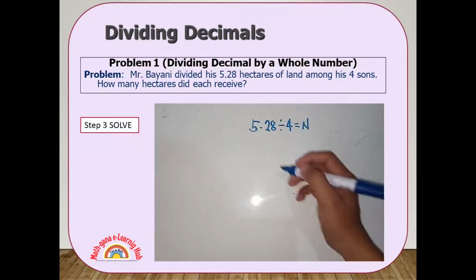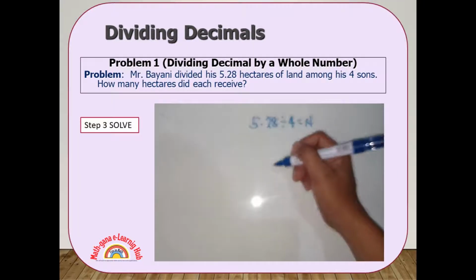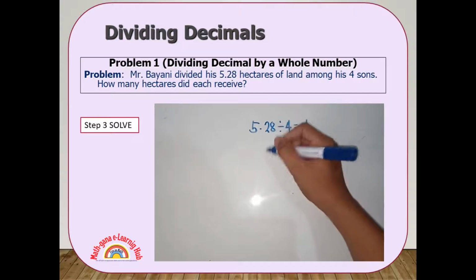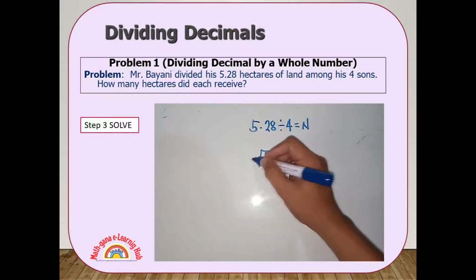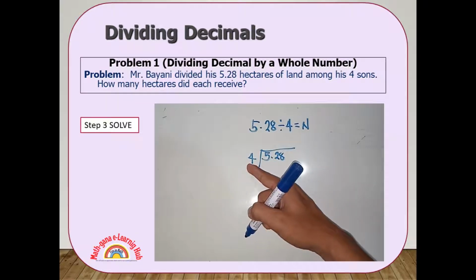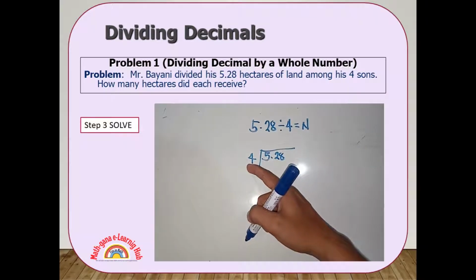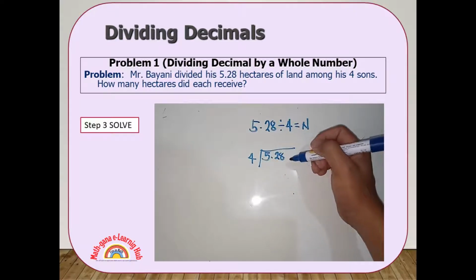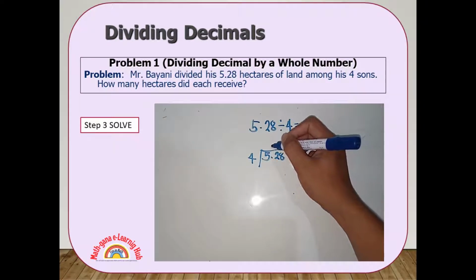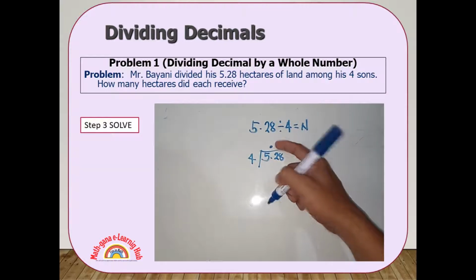In dividing, we will simply use the long division technique. So let's have our dividend, that is 5.28, divided by 4. So 4, we call it our divisor. In dividing a decimal by a whole number, we simply apply what we have learned in dividing whole numbers. But the important key here is do not forget to place a decimal point directly above the decimal point of our dividend. So it's here.